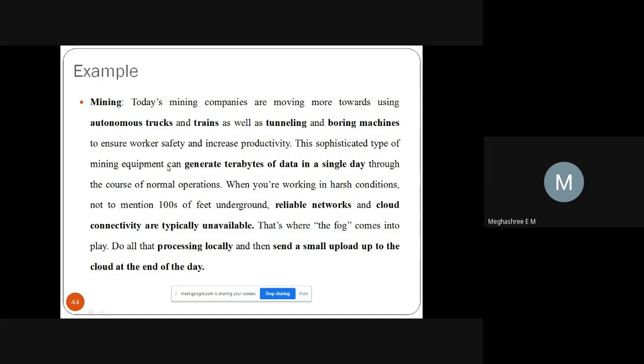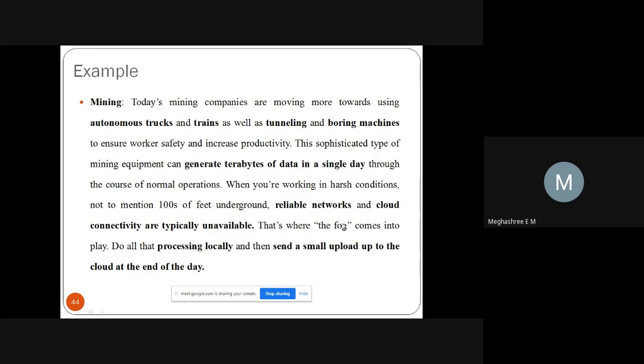If the work has to be done 100 feet underground, then you should have a reliable network so that the data can be passed on to the next layer in the IoT architecture. You should have reliable networks and cloud connectivity. Usually this will be unavailable if you go underground. To solve this kind of problem, the fog comes into the picture.